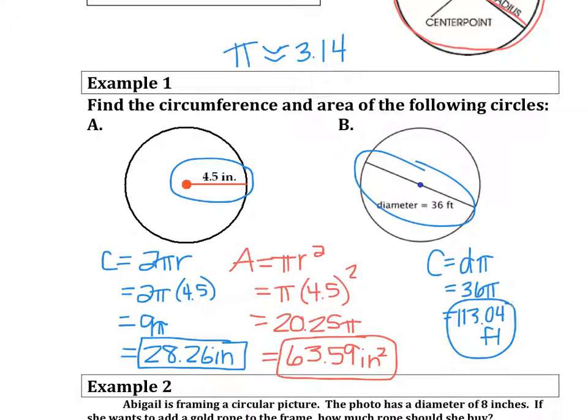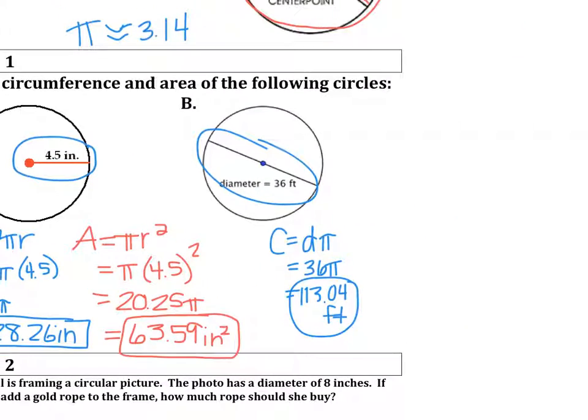It's a length, because remember, circumference is just a fancier way of saying the perimeter. Now we're going to tackle area. Need a little more space. And for area, it's pi times the radius squared.